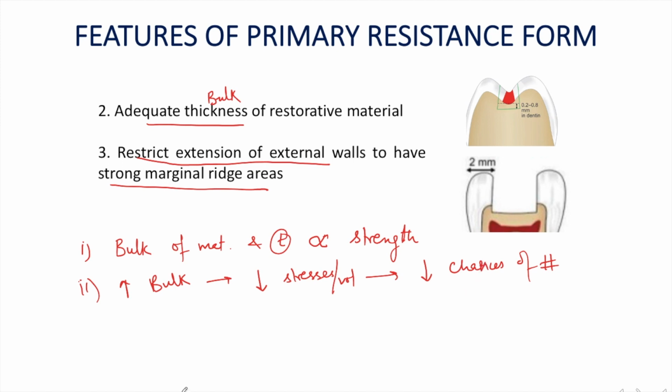The bulk of the restorative material depends on the properties of the material. For example, for amalgam, we need to have a minimum of 1.5 to 2 mm of bulk so as to have sufficient strength and to resist fracture. I hope you can answer me in the comment section now why the depth of tooth preparation for amalgam should be at least 1.5 to 2 mm and the cavosurface angle 90° or the butt joint.